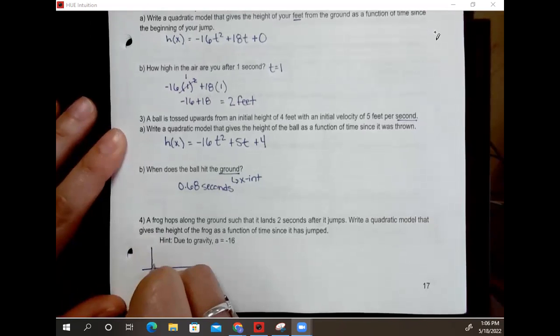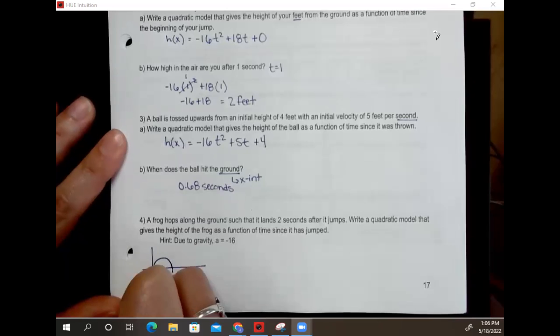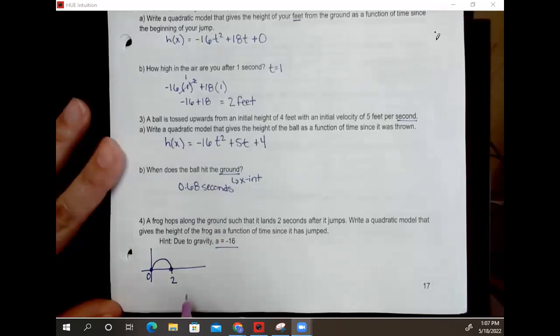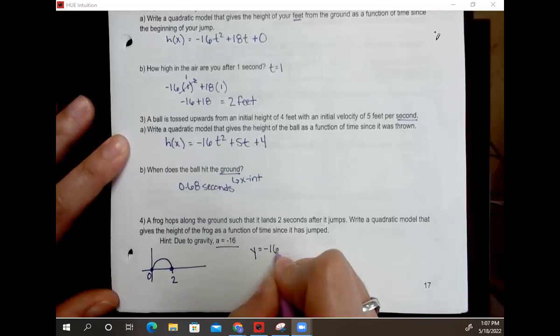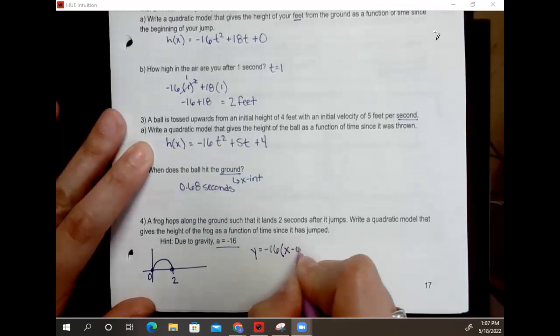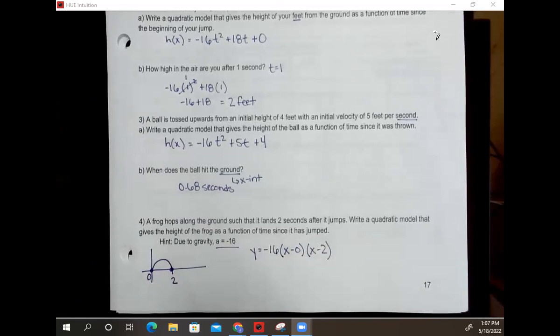I know that my frog hops so that he lands 2 seconds after he started his jump. So I know the x-intercepts for my frog's jump. If I know the x-intercepts, I have all the information I need to be able to write factored form. We have an a value here, we have the x-intercepts, so I can write a function for this. I'm going to use y equals this time. If you want to stick with h of x, that's fine too. This would be negative 16 times x minus 0 times x minus 2. So I can write factored form here instead.